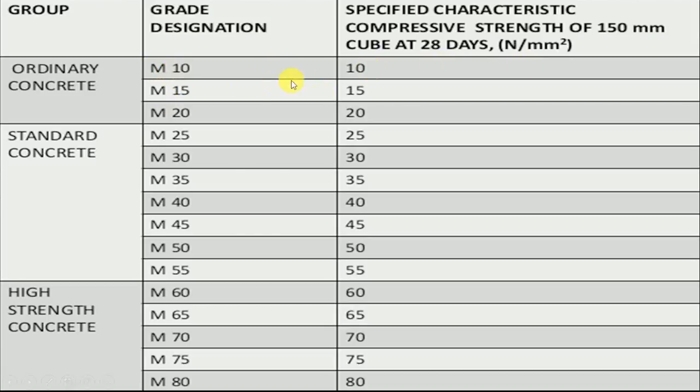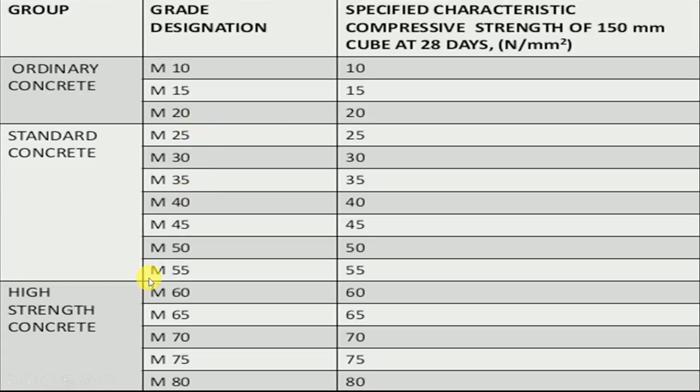Now 15 for M15, 20 for M20. Same as for other groups also. Standard ordinary is from 10 to 20. Now standard concrete starts from M25 and goes to M55. Okay, and the strength of the concrete is as their grade shows.